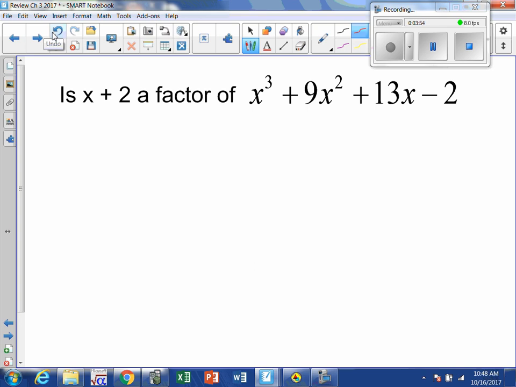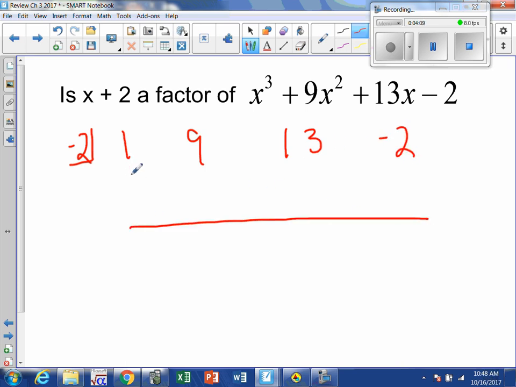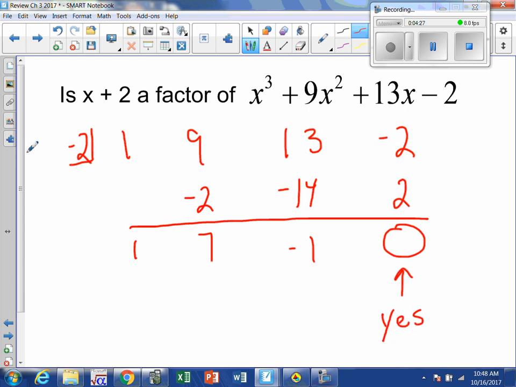Let's look at the next one. Is x plus 2 a factor? Well, the way we can determine that is to do synthetic division, and see is our remainder 0. So we can drop the 1, multiply, add, multiply, add, multiply, and get 0. So this is our remainder. It is 0, so the answer is yes. X plus 2 is a factor.